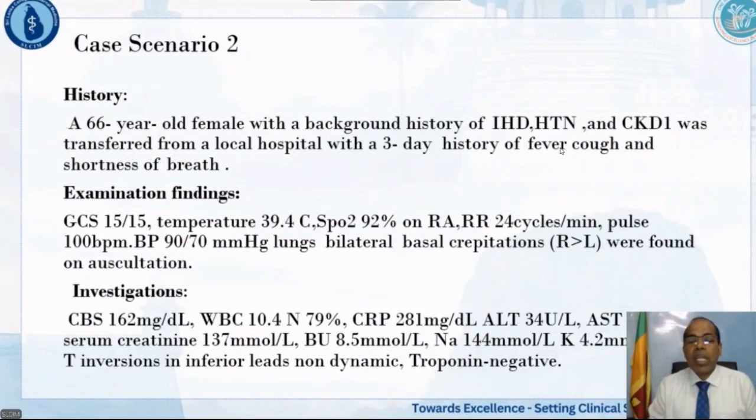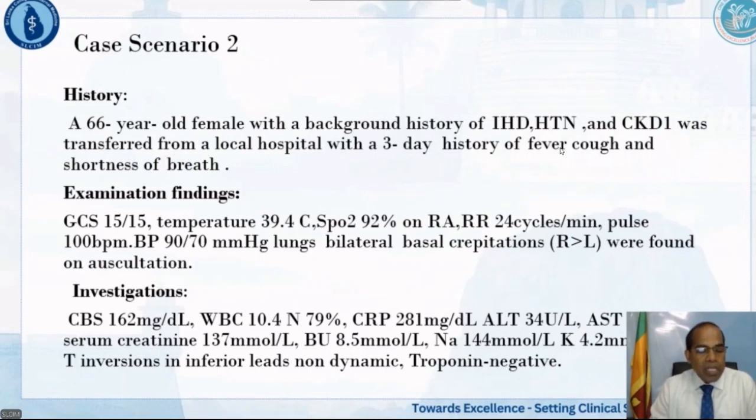Let's talk about another case. Case 2: a 66-year-old female with a background history of ischemic heart disease, hypertension, and CKD was transferred from a local hospital with a 3-day history of fever, cough, and shortness of breath. On examination on admission, GCS was 15 and she had a mild temperature with saturation 92% on room air. Her respiratory rate was 24, pulse 100, and blood pressure 90/70. Her lungs showed bilateral basal crepitations on auscultation.